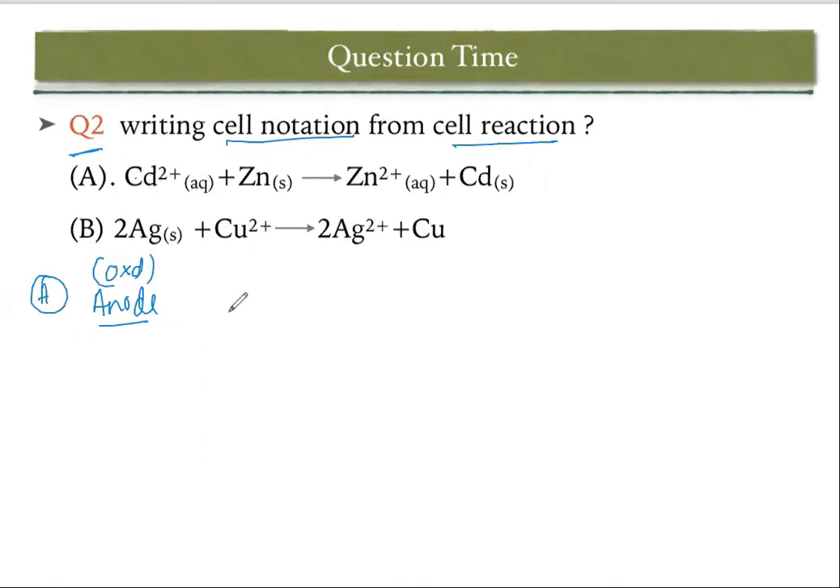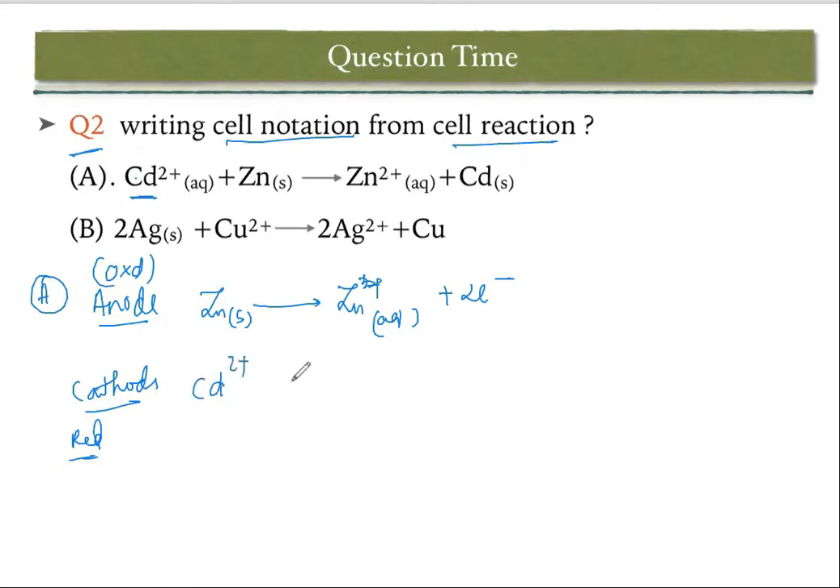Here you can write that Zn solid is going to release Zn2+ aqueous plus 2 electrons. And cathode, so this one is reduction. Cd, or cadmium 2+, is going to convert to cadmium solid form.